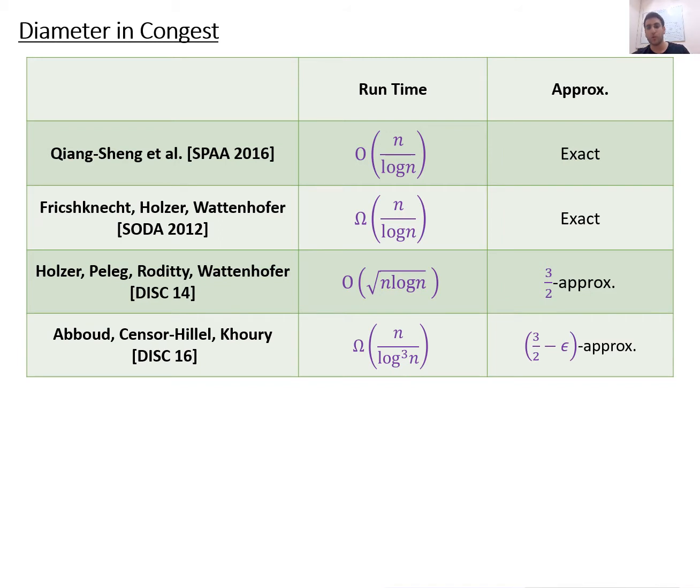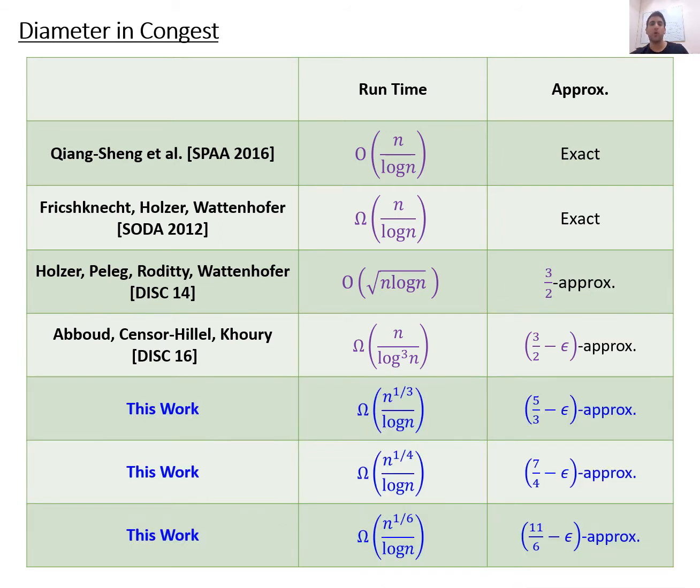And in this work, we show these new lower bounds. So we show a lower bound for 5/3 minus epsilon approximation, a lower bound for 7/4 minus epsilon approximation, and our main result is a lower bound for 11/6 minus epsilon approximation. And we view this as our main result because the approximation factor gets very close to 2, for which we have a trivial upper bound of O of 3 rounds.